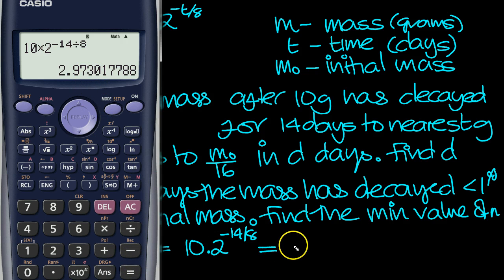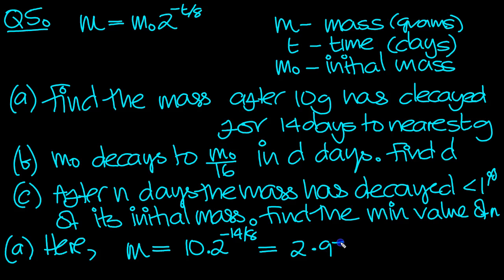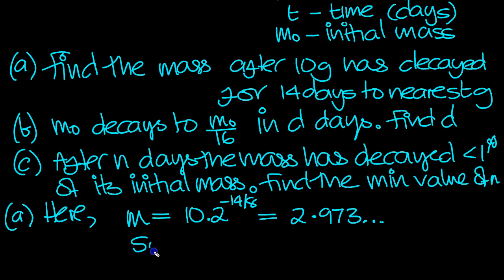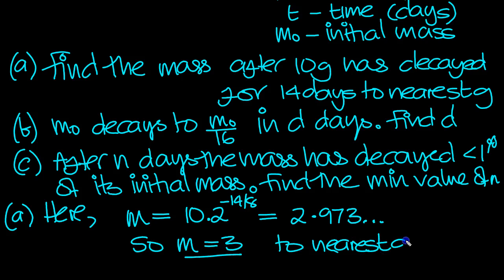2.973. So we need to find the mass to the nearest gram. So m equals 3 to the nearest gram. That's part A. Part B then.